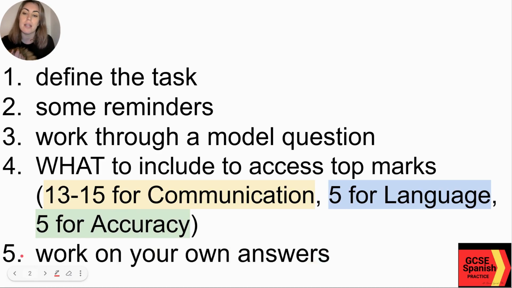Finally, there's some space for you to work on your own answers. You can pause the video, take a look at the screen and see what the question is. You can work alongside the model text or completely on your own. And if you want to show me what your answer would be, please pop it in the comments and I will take a look at it.